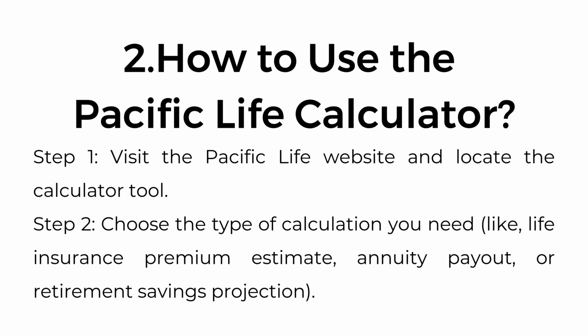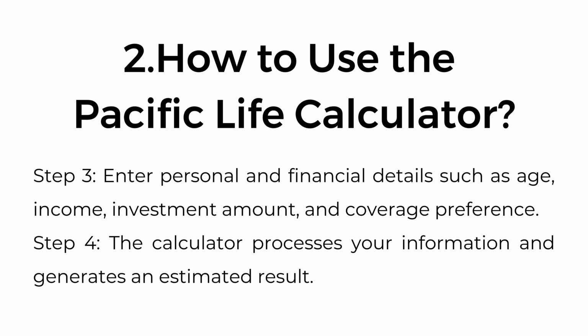2. How to use the Pacific Life Calculator. Step 1. Visit the Pacific Life website and locate the calculator tool. Step 2. Choose the type of calculation you need, like life insurance premium estimate, annuity payout, or retirement savings projection. Step 3. Enter personal and financial details such as age, income, investment amount, and coverage preference.